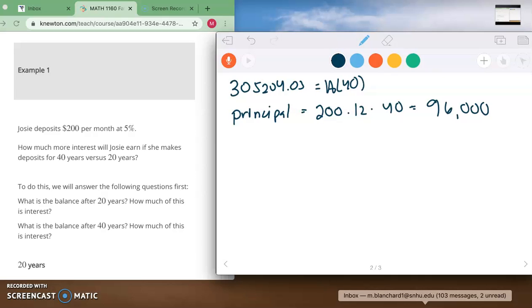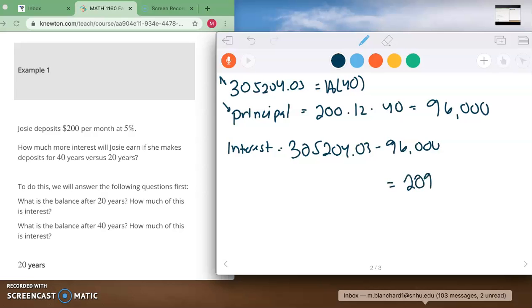So then we're going to look for our total interest earned, which is going to equal the total amount minus your principal. So we have 305,204.03, subtract 96,000, and we get 209,204.03. So let's bring that over here to compare.